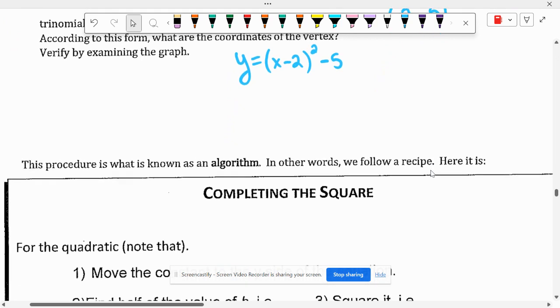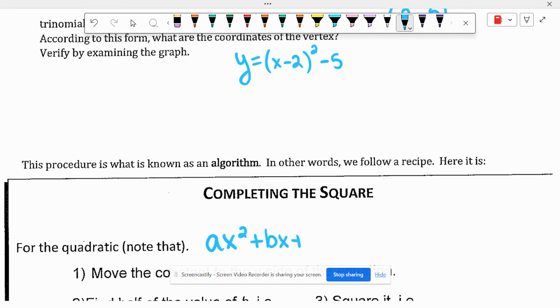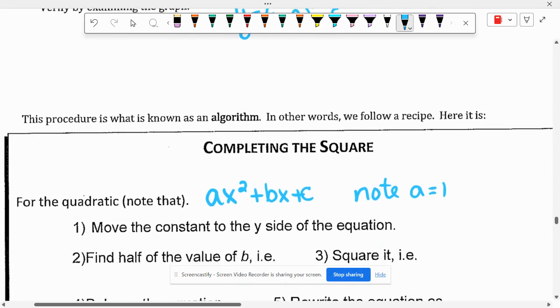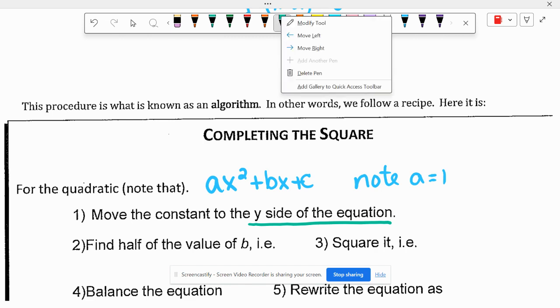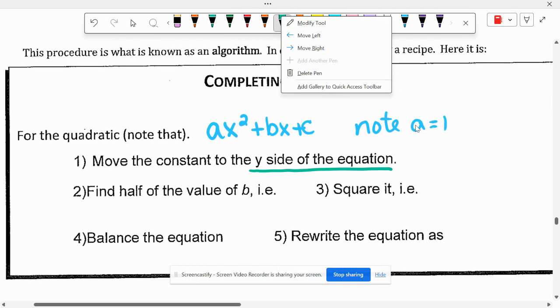Okay, so completing the square. For the quadratic in the form ax squared plus bx plus c, note that a equals 1. That's the first thing I want you to note. So what did we do? Well, we took the constant and moved it to the y side of the equation. That was the first thing we did. We moved the constant to the y side by using opposite operations.